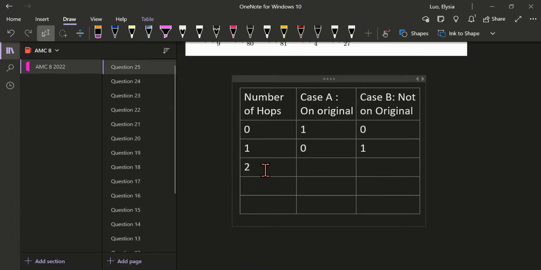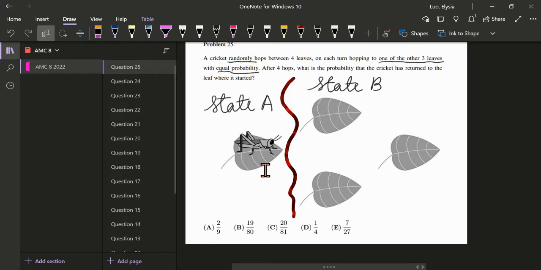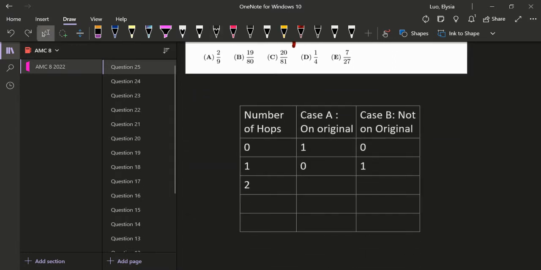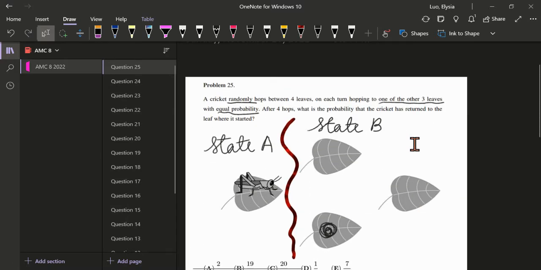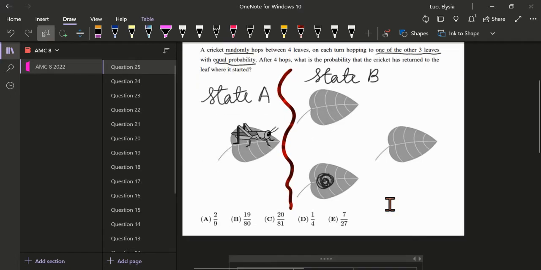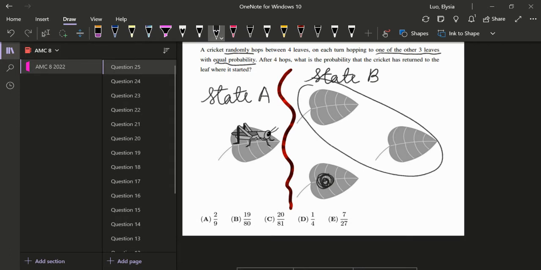So now we're on the second hop. Say it was in state A. Say this is where the cricket was. What is the probability that it's going to land in state A? Well, there are 3 leaves, and this is the one that we want. So that's 1 out of 3 chances that it's going to be on case A, which is the original leaf. So 1/3. And with probability, it's just 1 minus 1/3. So for case B, it's going to be 2/3 since there's 3 leaves in total, but for state B, it's only these 2 leaves that are counted for.